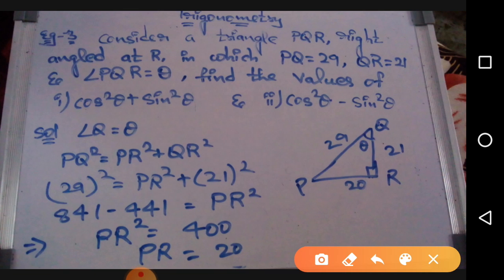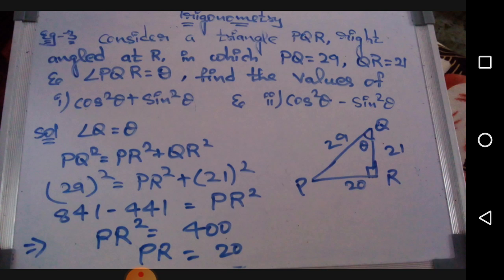Let's move on to the third example. It is given as: consider a triangle PQR, right angled at R. Right angle means 90 degrees at R, in which PQ is 29, QR is 21, and angle PQR. Angle PQR is nothing but always the middle angle is considered. So here angle Q is theta. So from here we have to use that this is the opposite, this is adjacent, and this is hypotenuse.